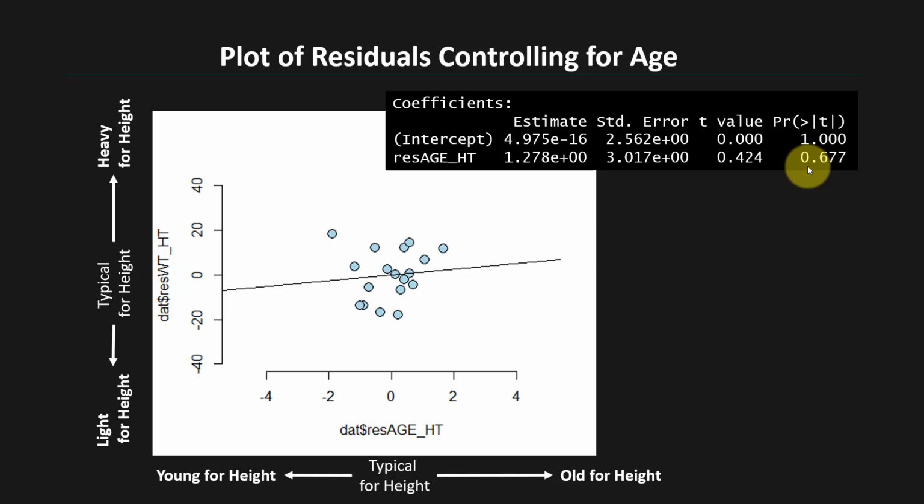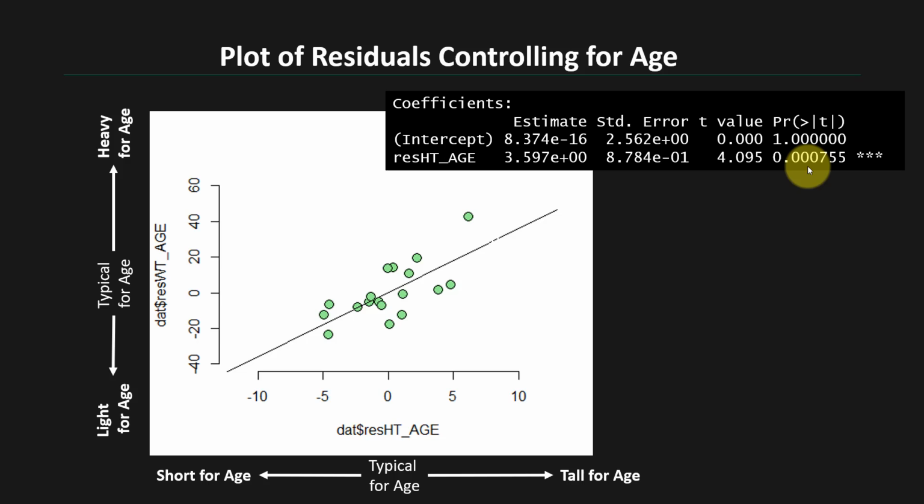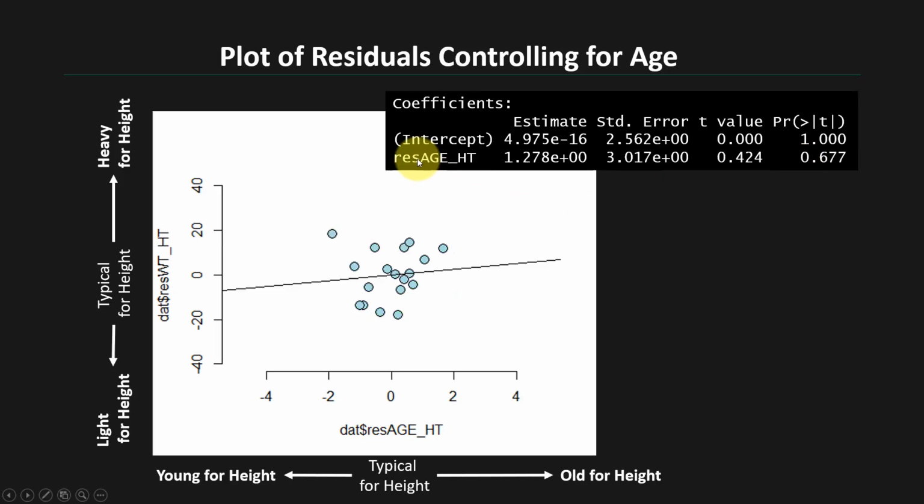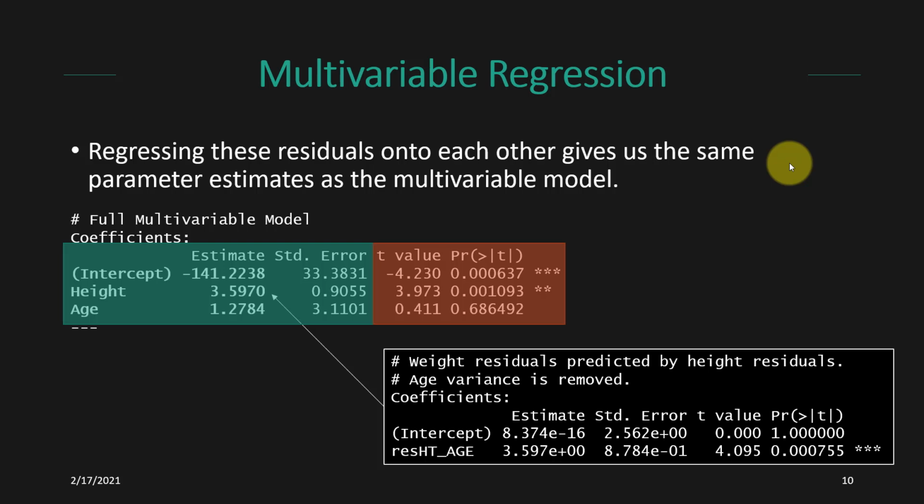So in contrast to the effect of height, where we said this is a strong positive relationship, for every 1 inch taller you are, we expect your weight to go up by 3.6 pounds, and that is statistically different from 0. When we look at the effect of age controlling for height, after the variance due to height has been removed, the effect of age, although positive, is not statistically different from 0. So regressing these residuals onto each other gives us the same parameter estimates as in the multivariable model.